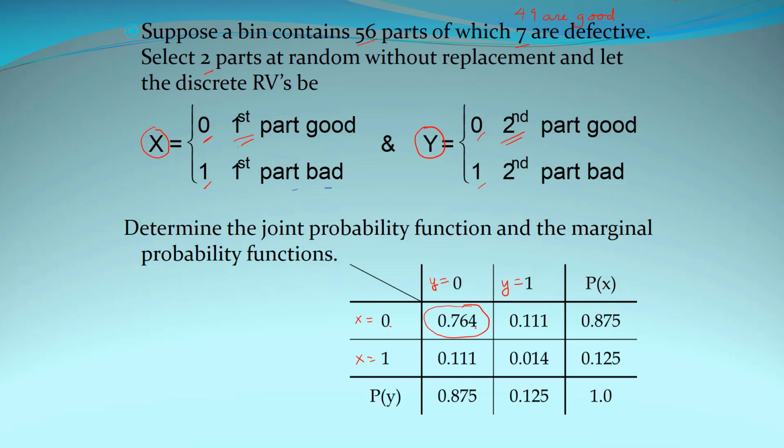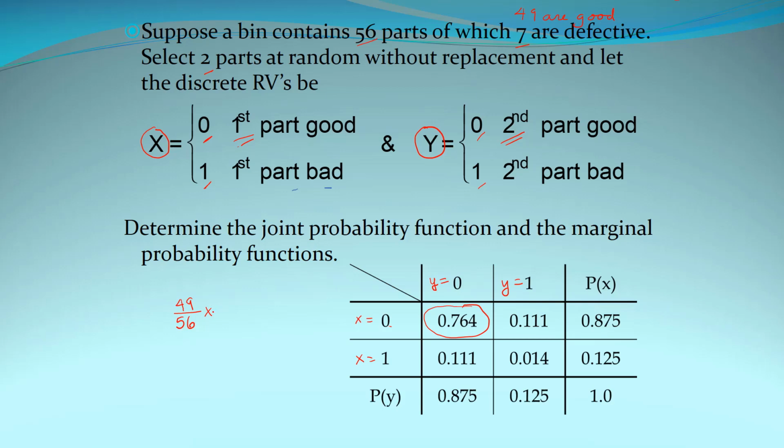Where'd we get that from? Well, the probability of a good first part is, we've got 56 parts altogether the first time we pick, and 49 of them are good parts. So that's 49 over 56. But we're picking more than just that first good part. We're also picking a good second part.